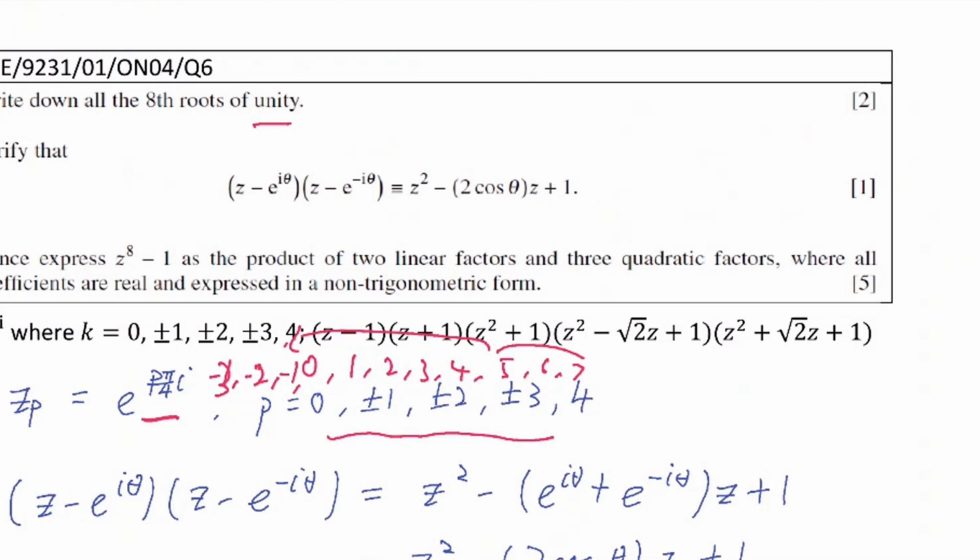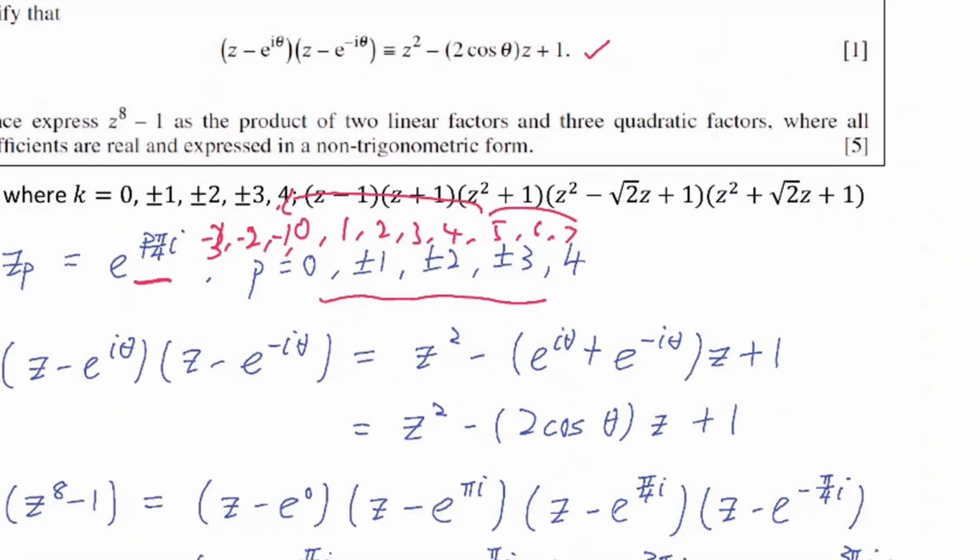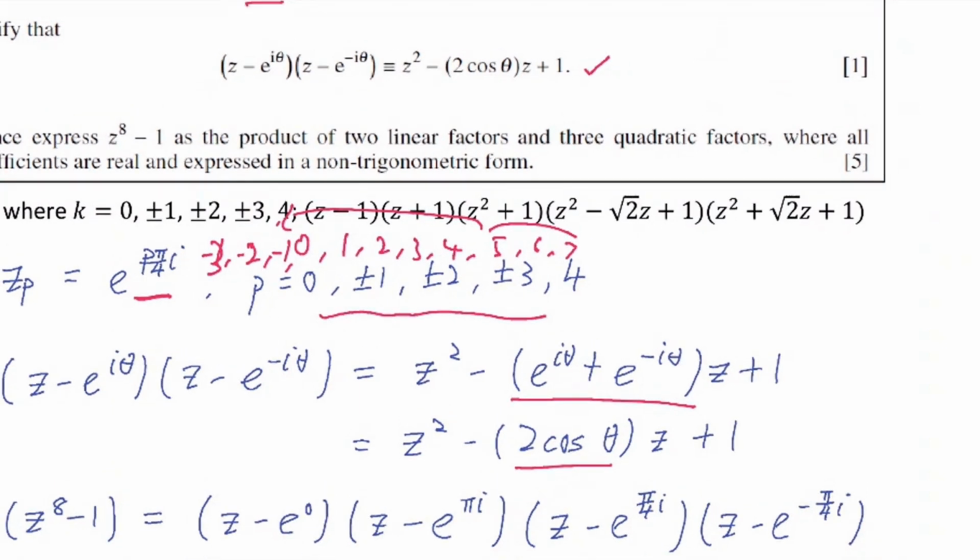There's no right or wrong for this part of the question. But why I write in these plus and minuses is because we are going to use it in the later part, the second part here, to do the verification a little bit. So when we expand, the coefficient of the z here gives us something like this, which is something that we love, it's 2 cos theta, an identity that we could use. With this, they ask us to express z power 8 minus 1 as the product of 2 linear factors and 3 quadratic factors, where the coefficients are all real and in non-trivial form.